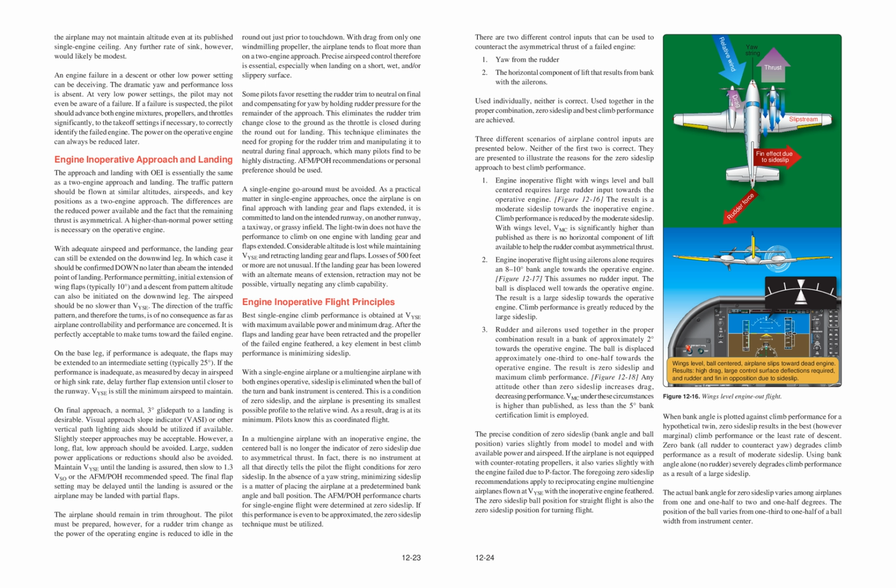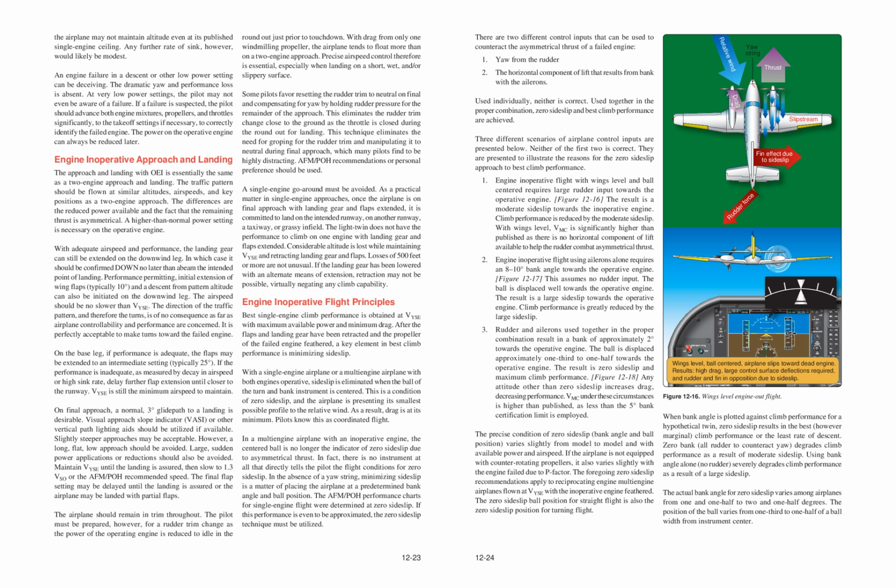The final flap setting may be delayed until the landing is assured, or the airplane may be landed with partial flaps. The airplane should remain in trim throughout. The pilot must be prepared, however, for a rudder trim change as the power of the operating engine is reduced to idle in the round out just prior to touchdown. With drag from only one windmilling propeller, the airplane tends to float more than on a two-engine approach. Precise airspeed control therefore is essential, especially when landing on a short, wet, and/or slippery surface.